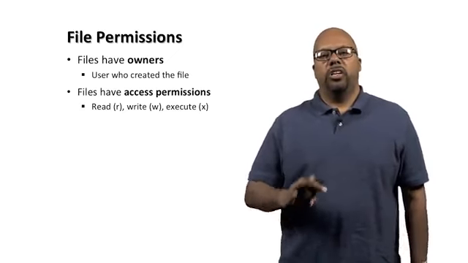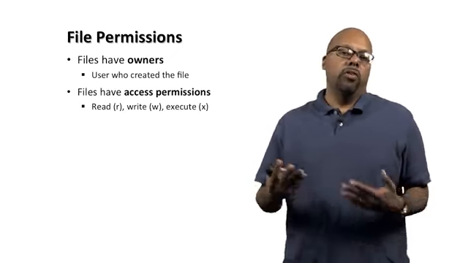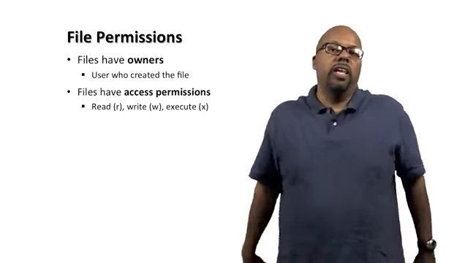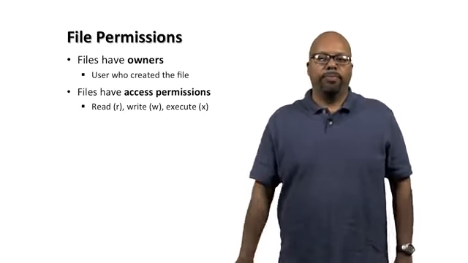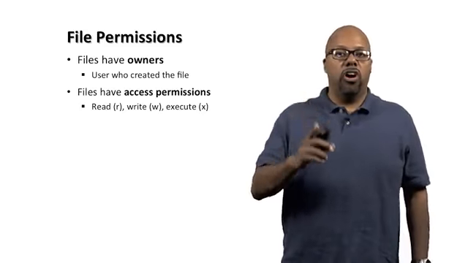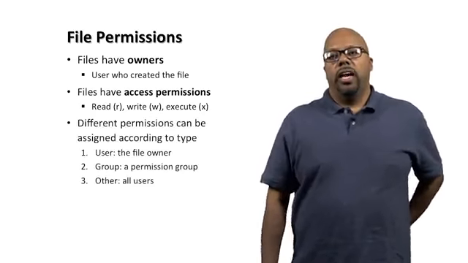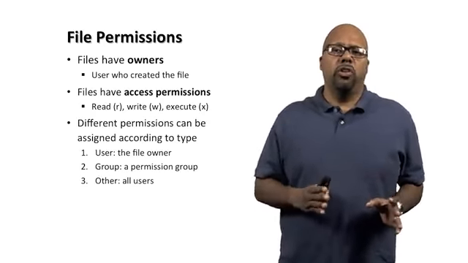Now, the permissions generally come in three categories: read permission, write permission, and execute permission. Read permission means you can read the file. Write permission means you can write data to the file. Execute means you can run the file. If it's a program, you can run it. So read, write, execute. And the letters you use for those are R, W, and X for each one of those permissions. Now, different permissions can be assigned to different users according to the type of user.